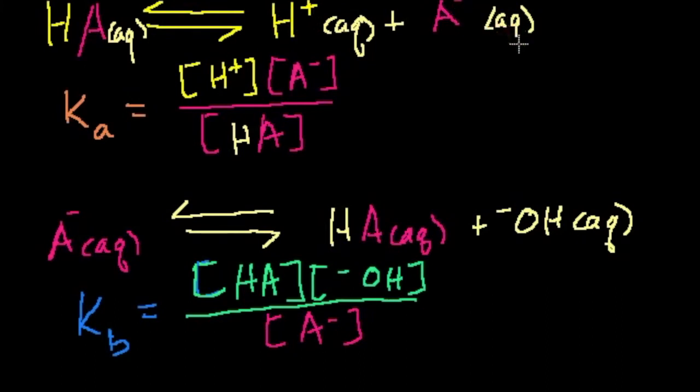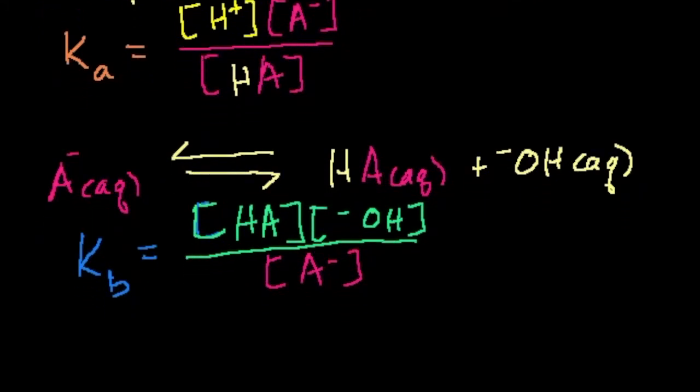Even though they are the conjugate base, they wouldn't do anything. So you can only do this, remember, for weak acids and bases. With that said, let's see if we can find a relationship between Ka and Kb.